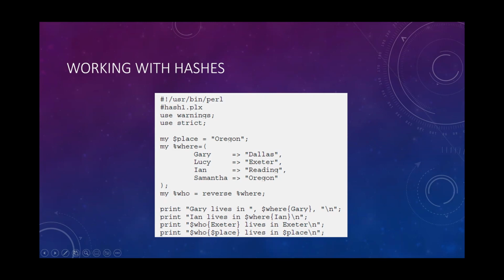You can see how there's definitely a pair and a matching that goes on with the hash, but the actual order of the hash doesn't matter. It doesn't matter if Gary's first or Samantha's first. That's not the whole point of the hash. The point of the hash is that Gary lives in Dallas and Samantha lives in Oregon.